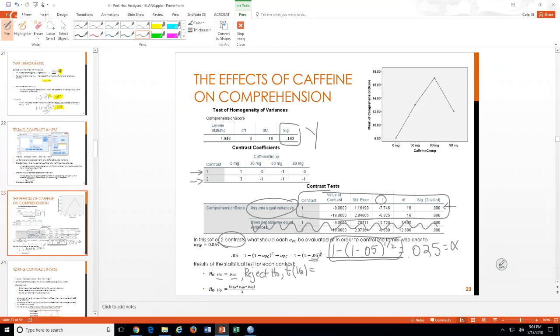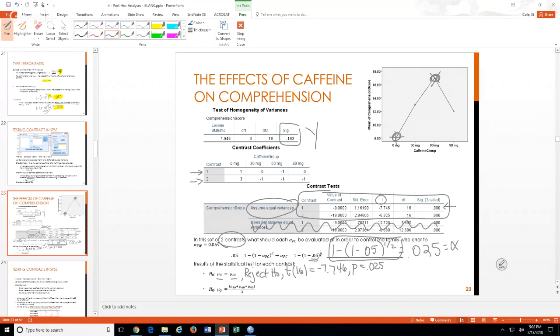16, and what is the test statistic value? Minus 7.746, and we'll say p is less than 0.025. So that compared 0 and 60. That says that this group mean is significantly different from that group mean, and it looks like it on the graph.